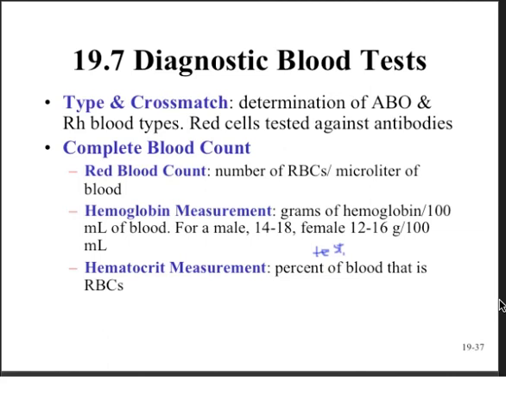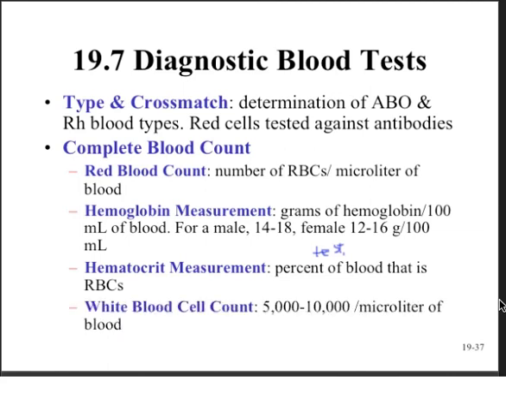And so what it'll do is it'll separate into a packed column. That lower portion would represent the crit, and then you'd have a buffy coat where the white cells and the platelets are located, and above that, of course, the straw-colored plasma.